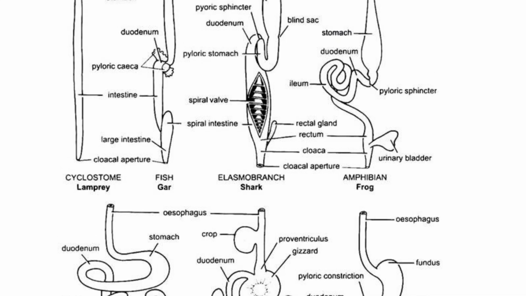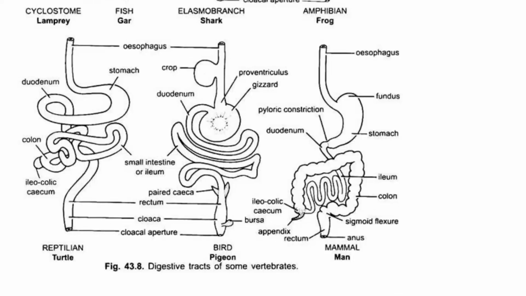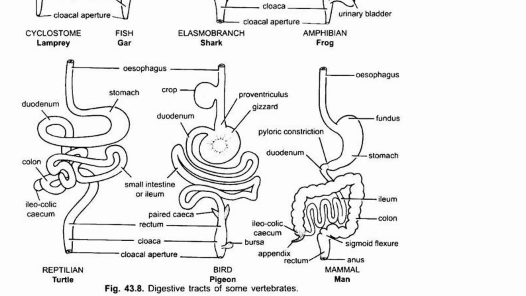In elasmobranchs, the large intestine has a pair of rectal glands which secrete mucus. In amniotes, there is an ileocolic valve at the junction of small and large intestines. At this point, caecum arises in most animals. In man, primates and some rodents, the distal end of the caecum has degenerated and its remnant is a vermiform appendix.